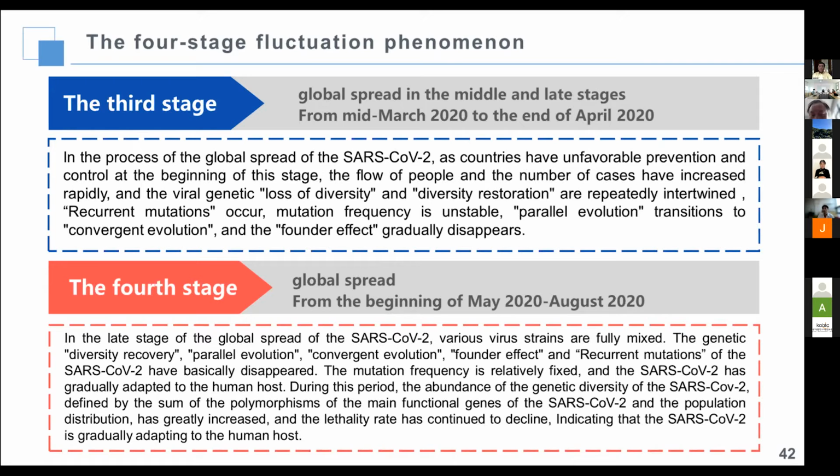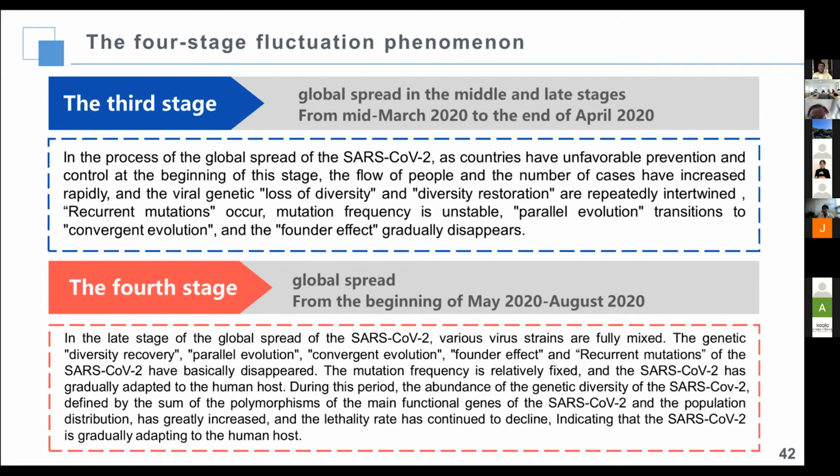From the beginning of May last year to August of last year, in the later stage of the global spread of SARS-CoV-2, various virus strains are fully mixed. The genetic diversity, recovery, parallel evolution, convergent evolution, founder effect, and recurrent mutations of SARS-CoV-2 have basically disappeared. The mutation frequency is relatively fixed, and SARS-CoV-2 has gradually adapted to the human host.